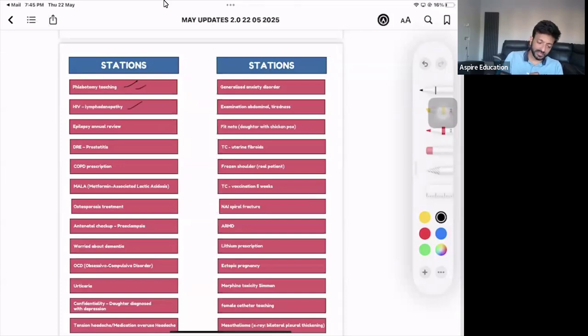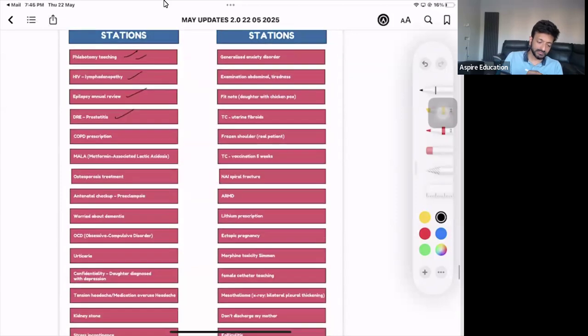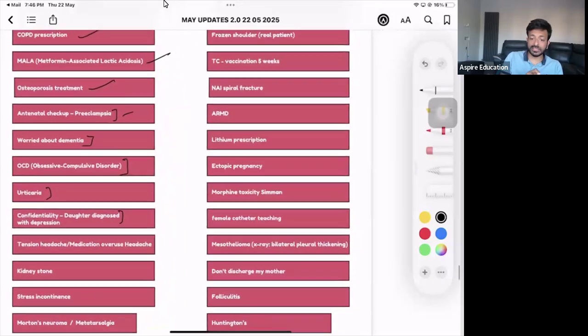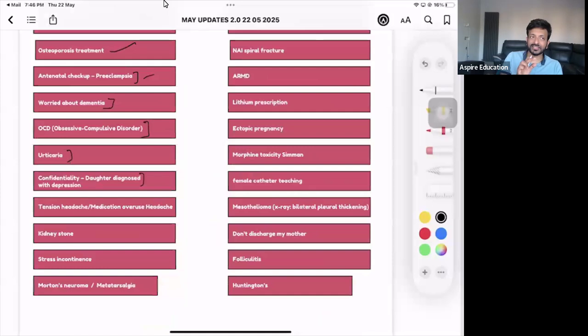Right? HIV, lymphadenopathy, epilepsy, annual review, prostatitis, DRE, COPD prescription, metformin-associated lactic acidosis, osteoporosis treatment, antenatal check, preeclampsia. So that's the one we discussed. Patient is worried about dementia, OCD, urticaria, daughter diagnosed with depression. So the thing is, the daughter is diagnosed with depression and you're talking to the father, and the father is saying that my daughter has left the job but she didn't tell me. Would you like to do something on that? But the thing is, it's confidential. We cannot give any information to the father in regards to his daughter. So you have to talk very much in general in these kinds of scenarios, right?